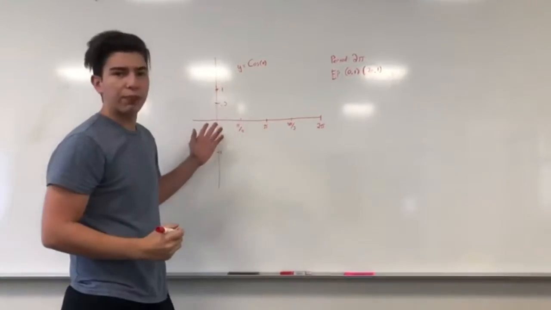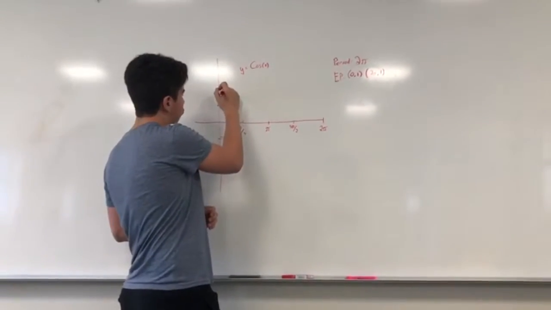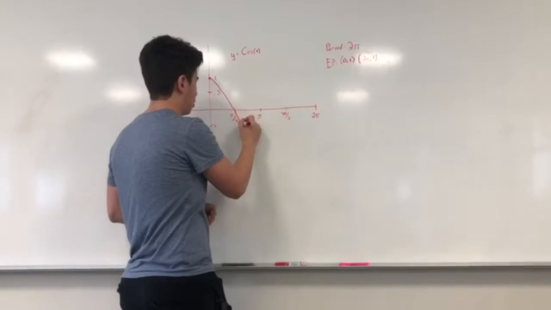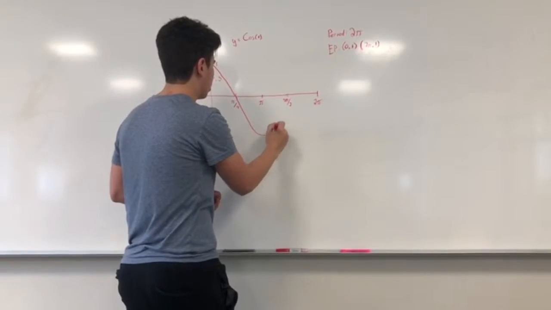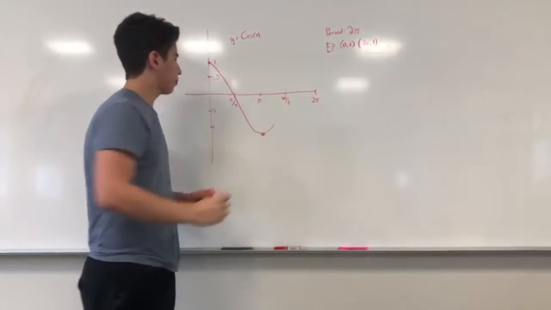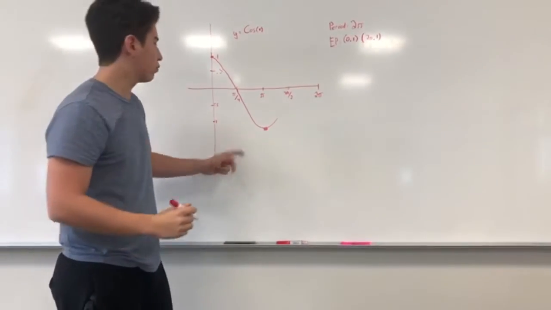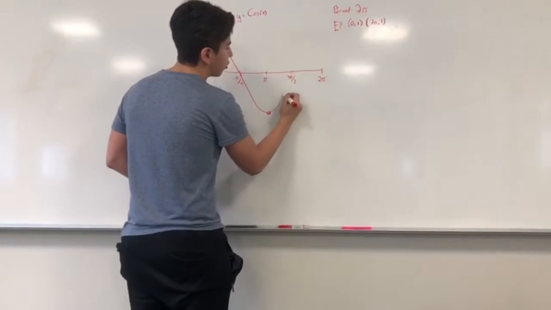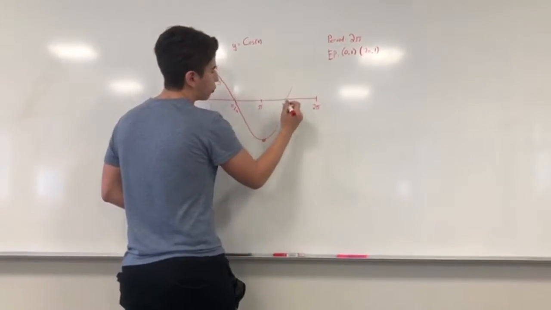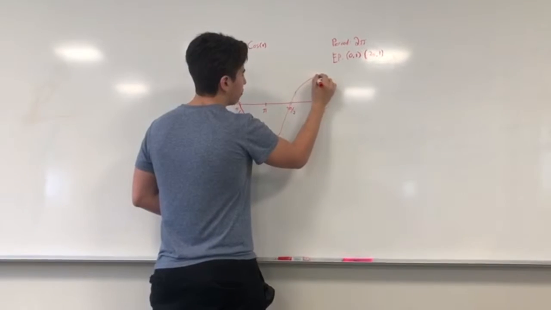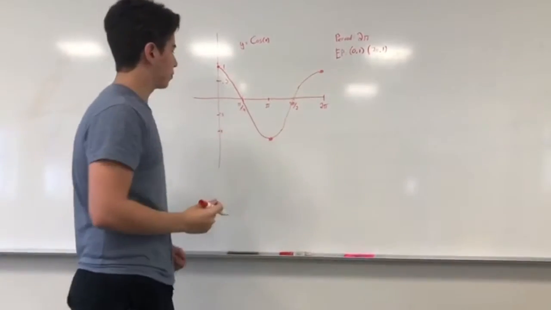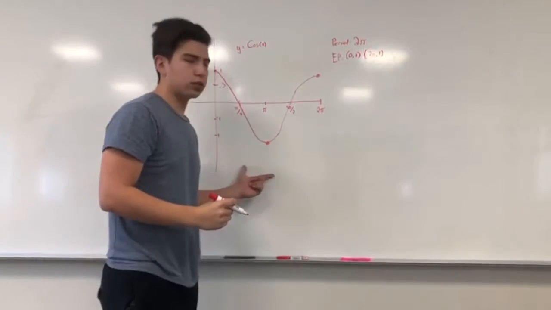This could be considered an endpoint, and then it traverses through pi divided by 4 and makes the U-turn at this point, which is (pi, -1). This is a basic cosine graph. And then it goes up, goes through 3 pi over 2, and the other endpoint is at 2 pi. The period of this function is 2 pi.